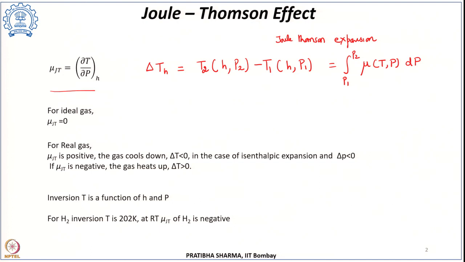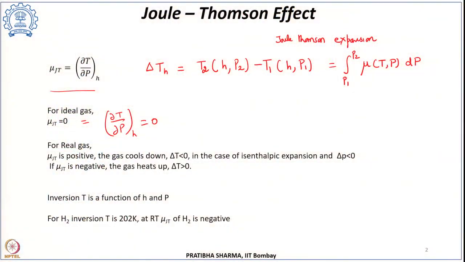Now, if we consider the ideal gas case, then during an isoenthalpic process, there is no change in temperature of the gas. So, for an ideal gas, del T upon del P at constant enthalpy, this Joule-Thomson coefficient, remains 0. However, when we consider a real gas, in contrast to the ideal gas, there is an attractive or a repulsive interaction that acts between the molecules of the gas, and the change in temperature occurs when there is a change in pressure.